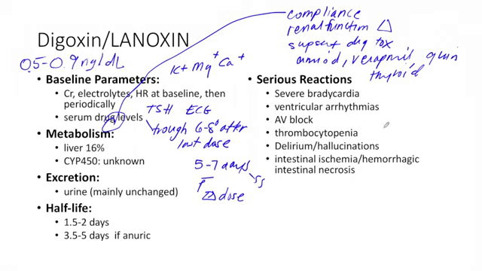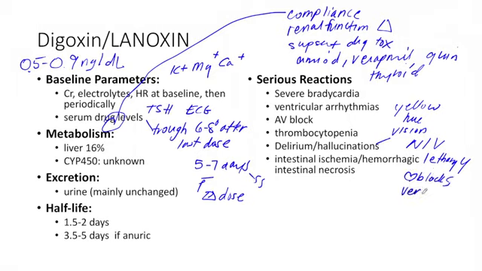So with your DIG toxicity, remember that yellow hue to vision would be something that you would see. The delirium, the hallucinations, also nausea, vomiting, lethargy, all kinds of heart blocks which present themselves, or some ventricular issues. So that's going to be your toxicity.